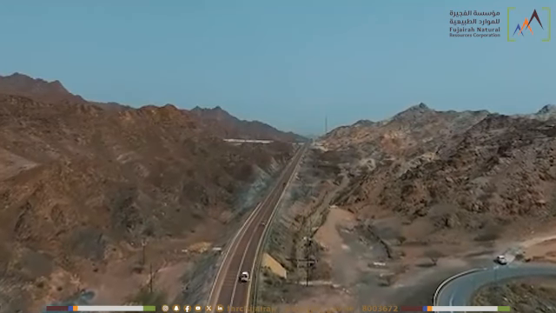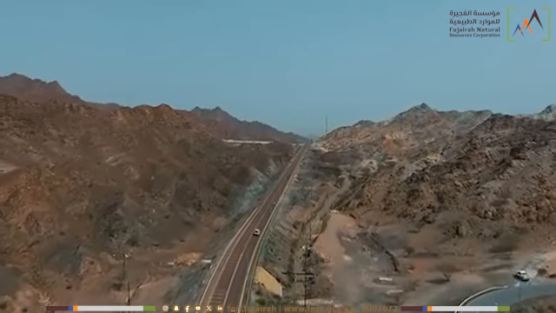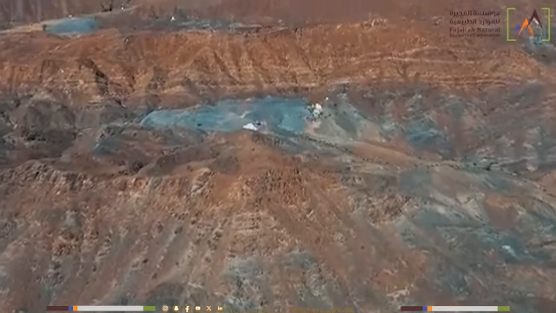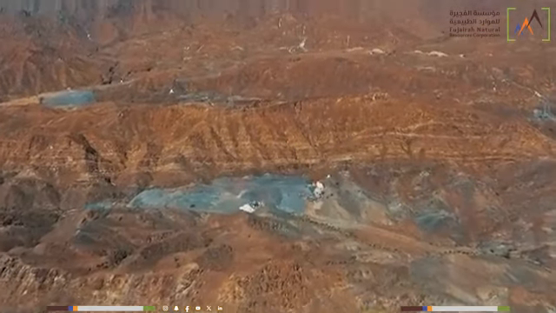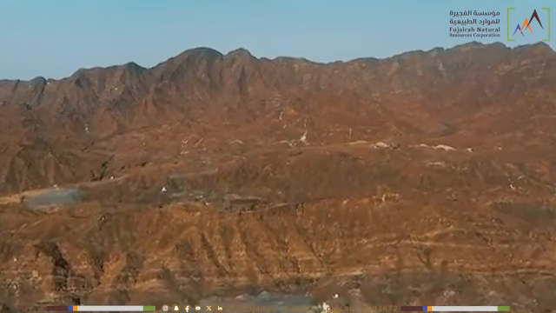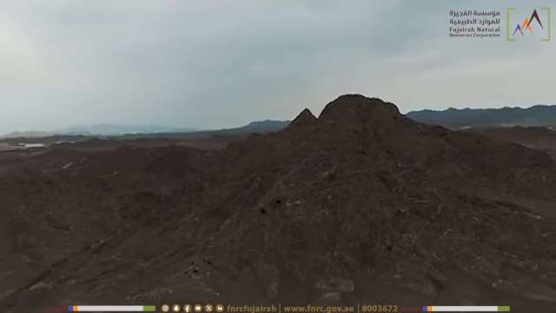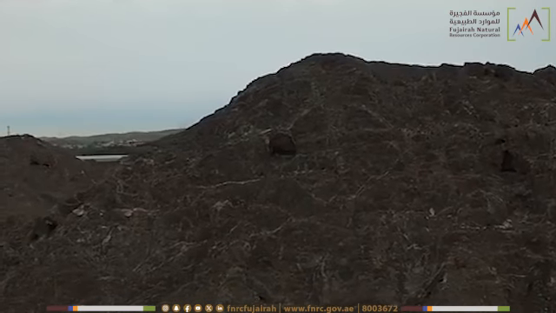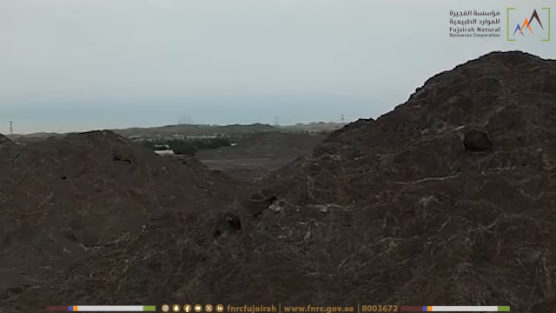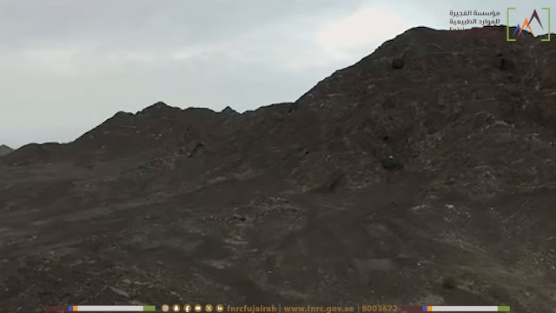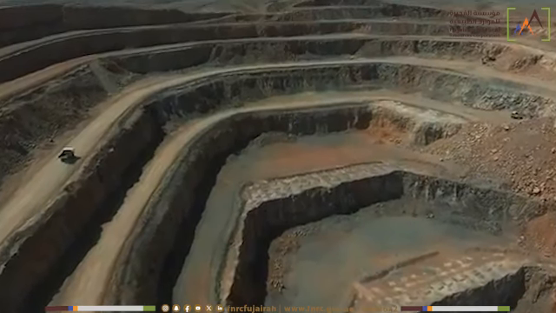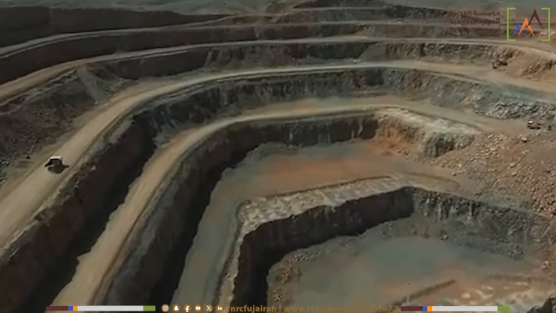The bedrock of Fujairah Emirate consists of igneous rocks represented by the ophiolitic sequence known as the Samail ophiolite complex. Formed in the late Cretaceous period, it extends for a distance of approximately 500 kilometers from Ras Al Had in the south of Oman to the eastern parts of the United Arab Emirates. The Samail ophiolite is considered the largest and best ophiolite exposure in the world.